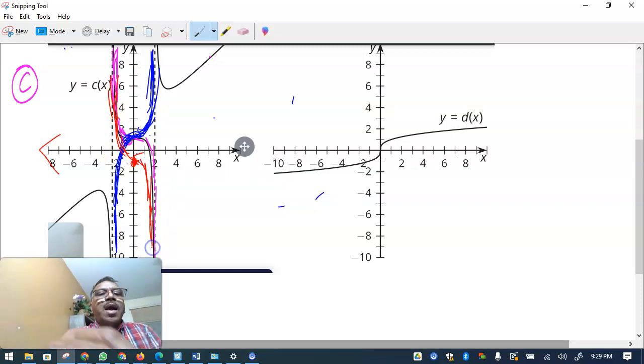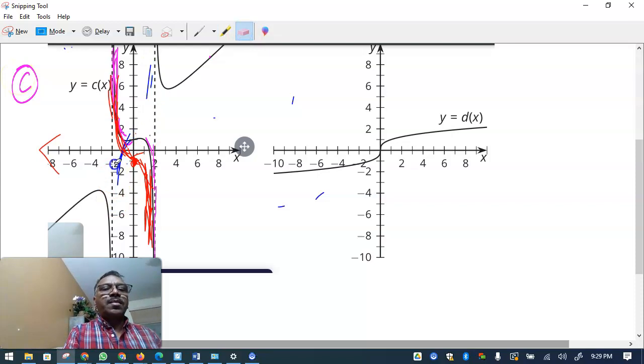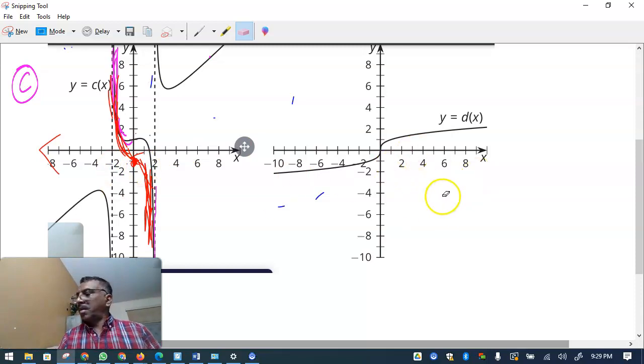So the reflection of the blue graph will be the red graph, and that does not match your original graph there. And you can clearly see why I'm saying it. Let me clean the other part, and see this part. It doesn't match the black one. So neither.